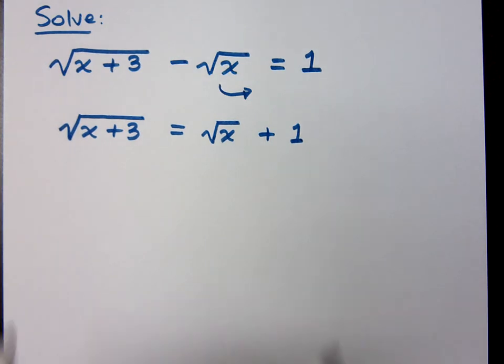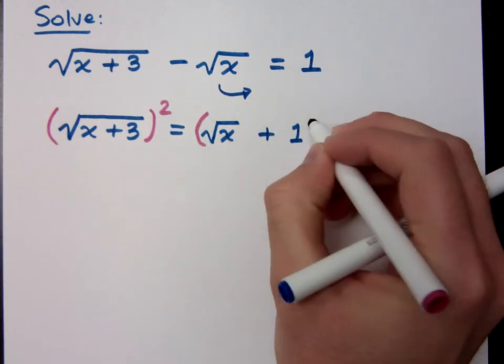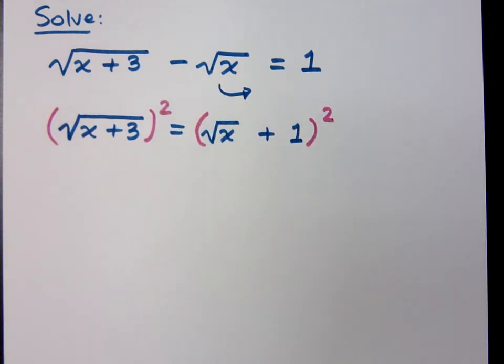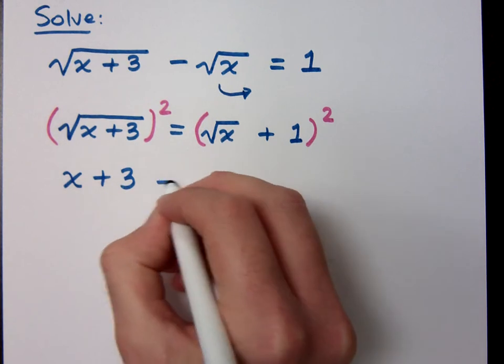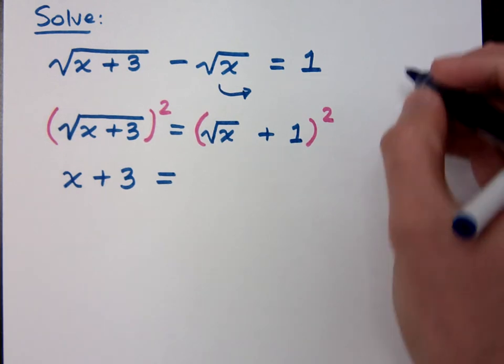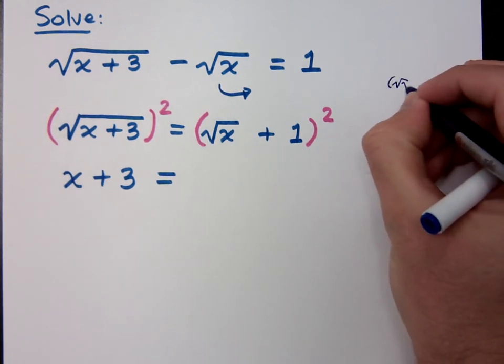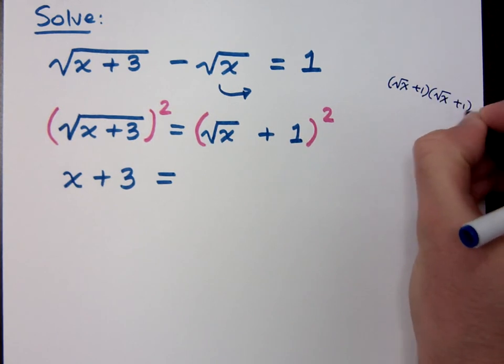Right, and this is where it gets super tricky because you're not just squaring a binomial on the right side, you're squaring a binomial that has a radical. The left side is easy. That's just x plus 3. The right side, though, think about what you're doing here. You're trying to take the square root of x plus 1 times the square root of x plus 1.